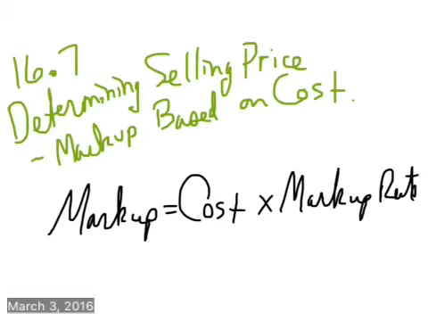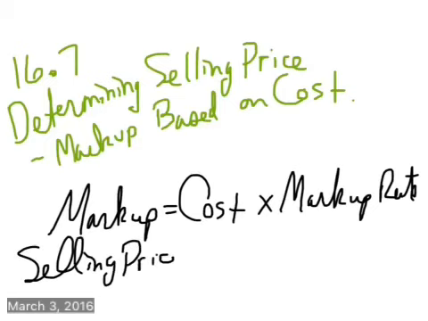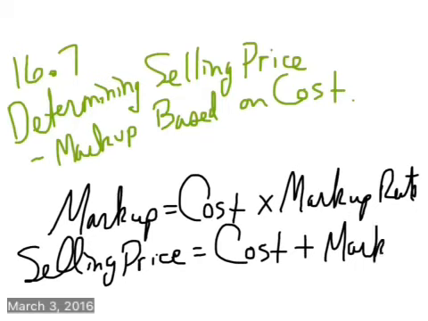And that's the first formula. The second formula is you're going to take the selling price, and that would be the cost plus your markup. Okay? So if you want to find the selling price, we've got to figure out the cost and we've got to figure out what the markup is. And then once we do that, we just add them together and we have our final answer.